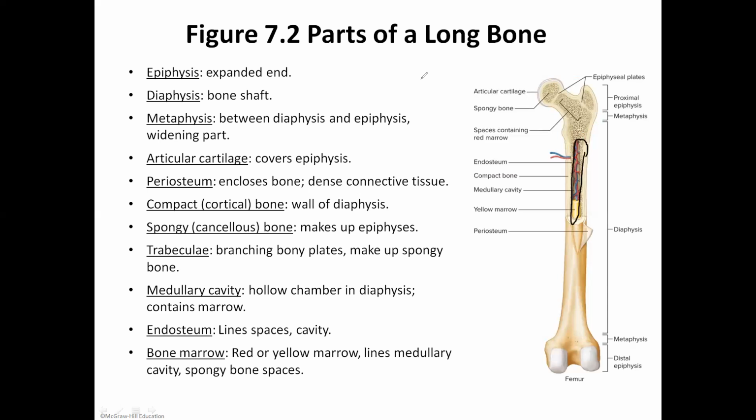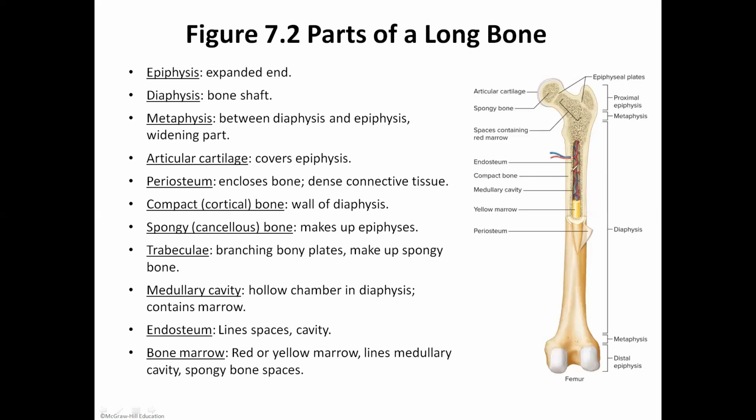But in that medullary cavity, again, it contains yellow marrow as well as red marrow. Yellow marrow helps to store fat. Red marrow helps with blood cell production. We'll be talking more about that later on. And then we'll also see this endosteum, and that actually lines the medullary cavity.